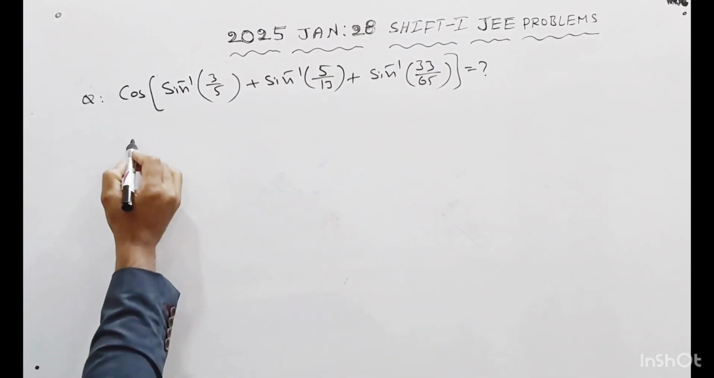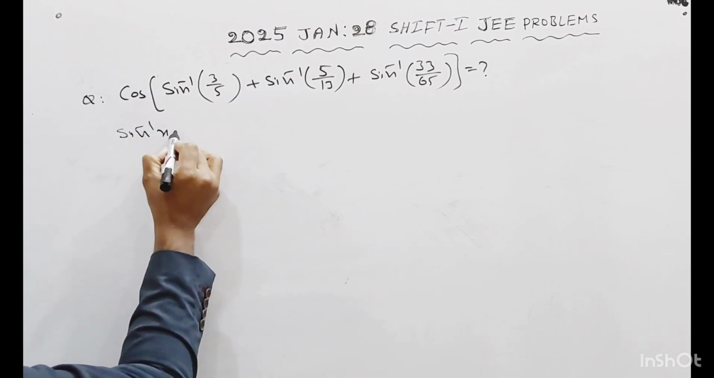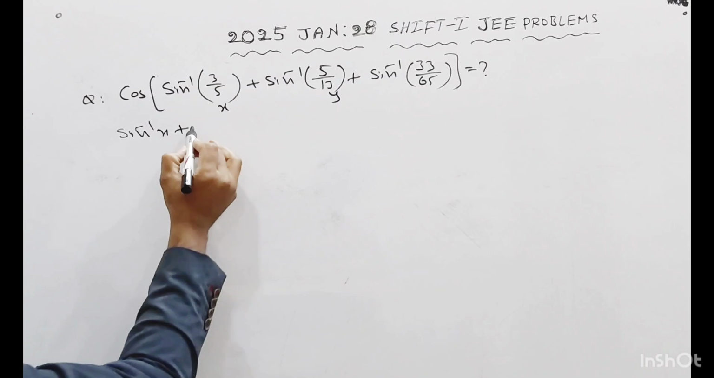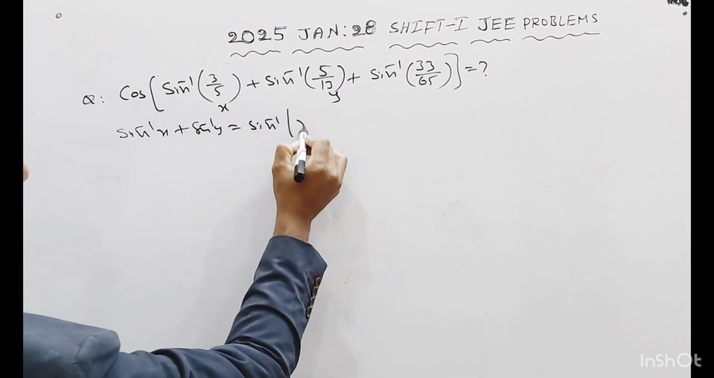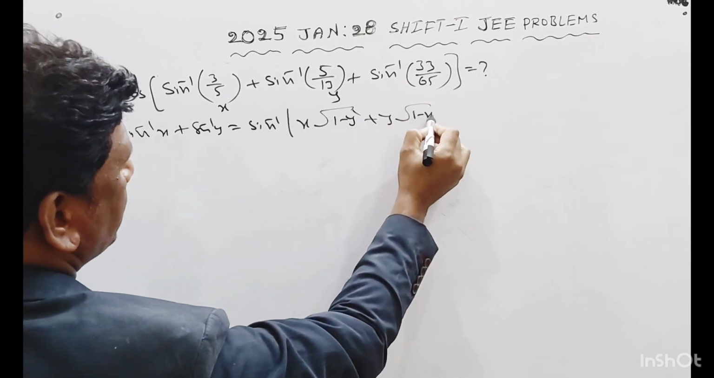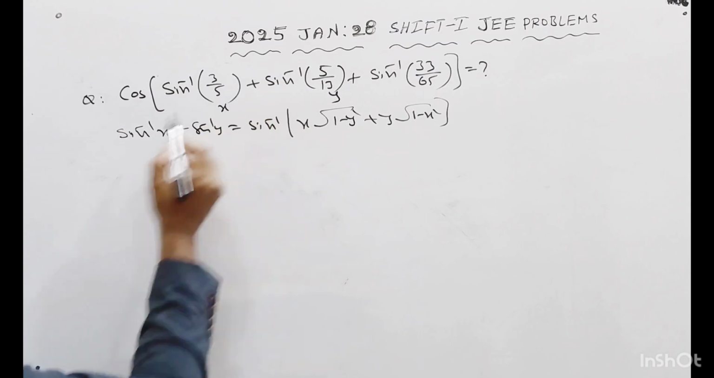First of all, we know one formula. Take this one as x, this one as y, then sine inverse of x plus sine inverse of y will be sine inverse of x into root of 1 minus y square, plus y into root of 1 minus x square. That is the formula. So this entire step looks like this formula.